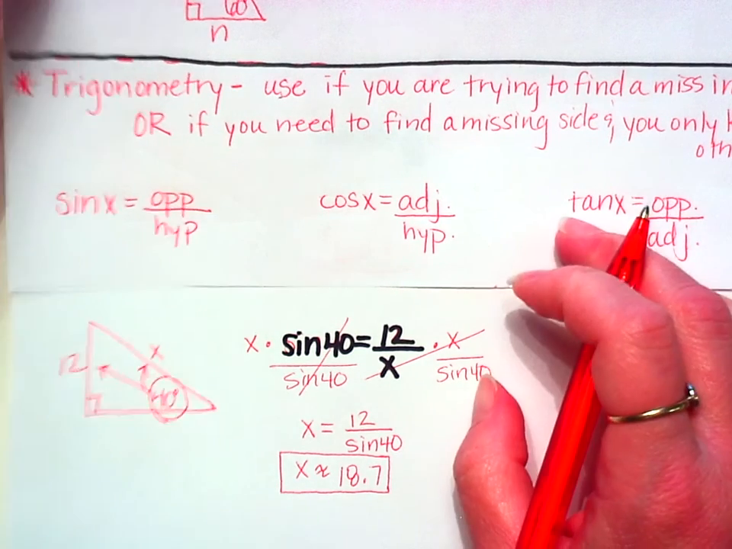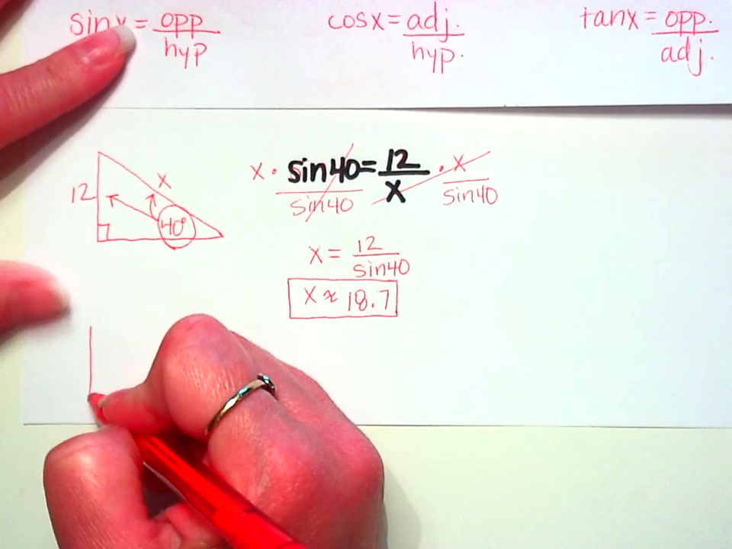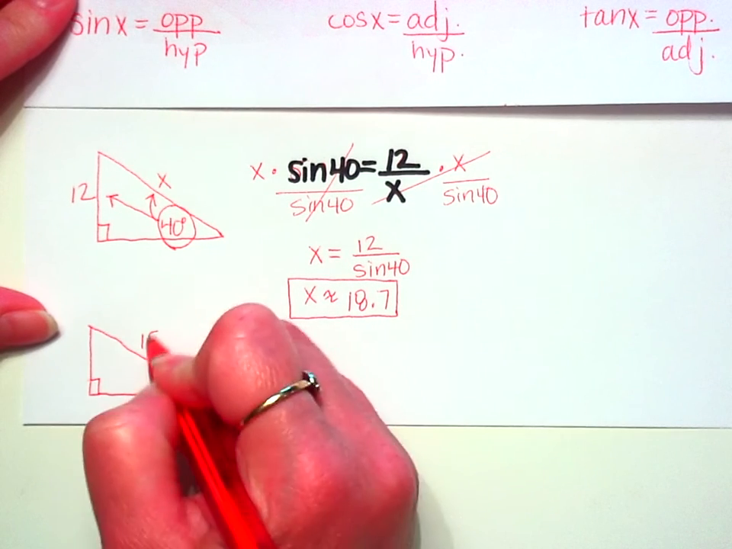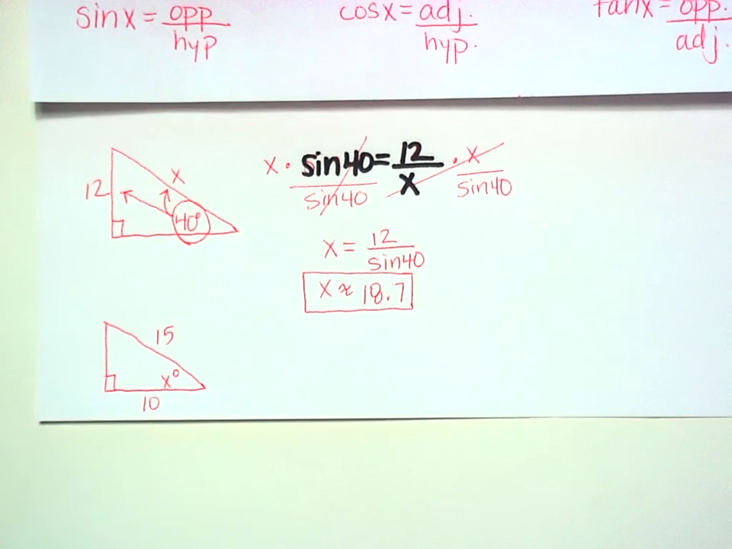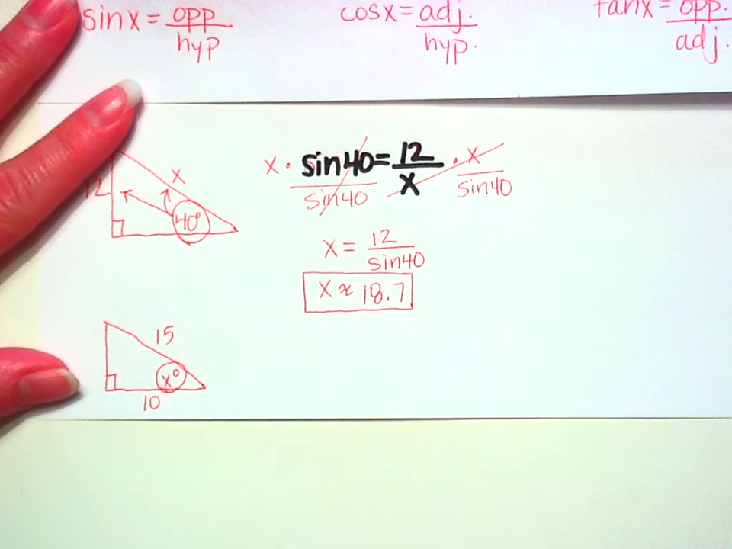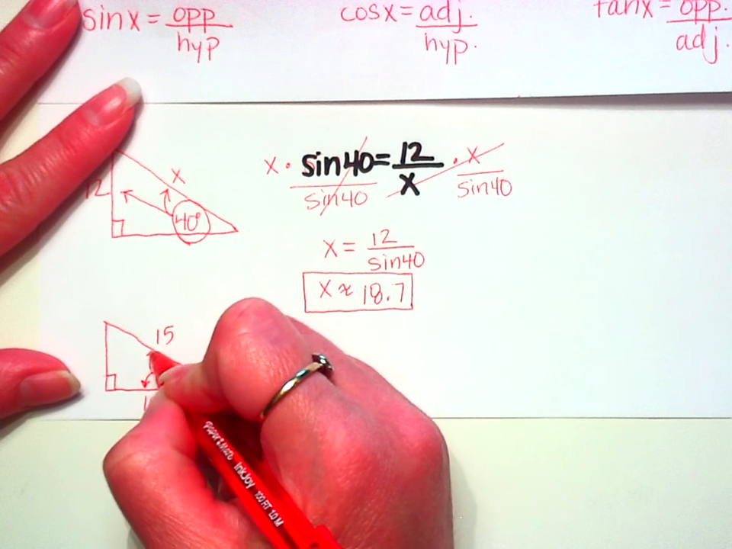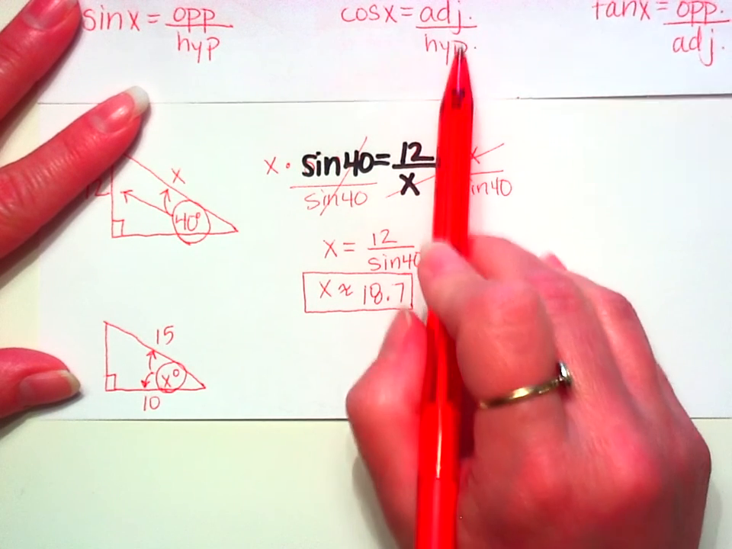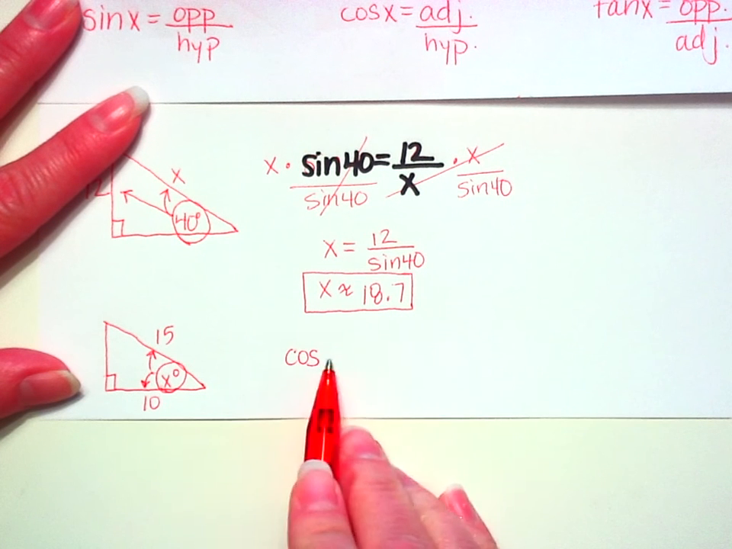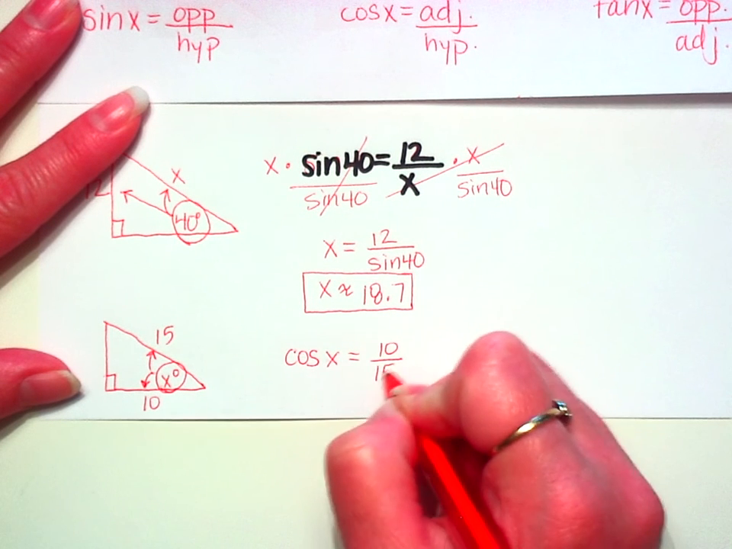Okay, and last problem. Okay, so this time you actually want to find the angle. The angle is our unknown this time. So I still start at the angle, I circle it, and I figure out which two sides I'm dealing with. This is the adjacent leg, this is the hypotenuse. Adjacent and hypotenuse go with cosine. So cosine, I put the angle next to it, my angle is x, and then I do adjacent over hypotenuse.